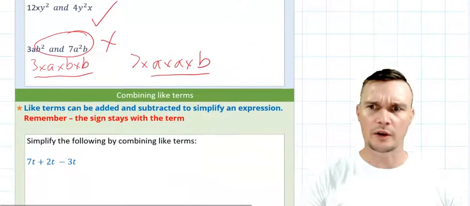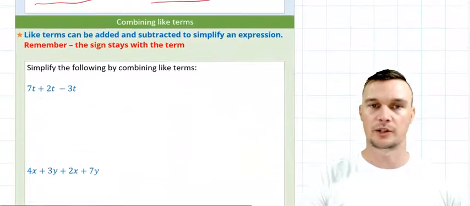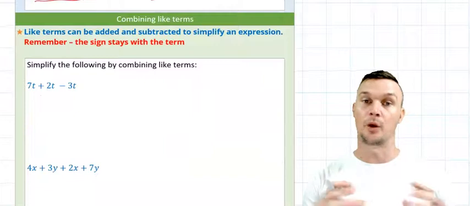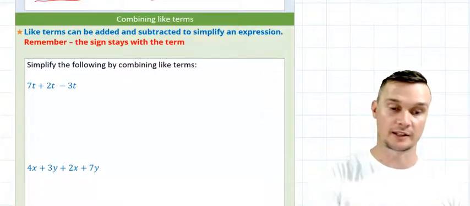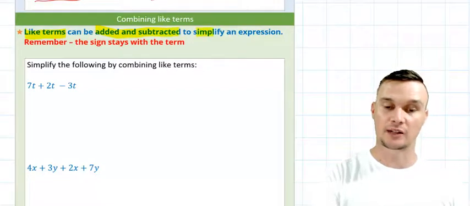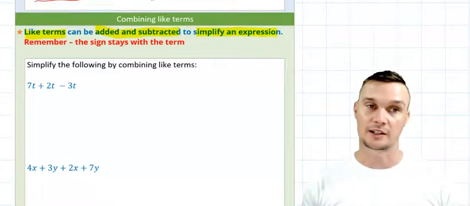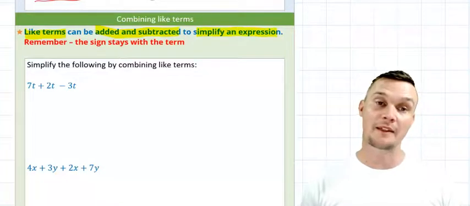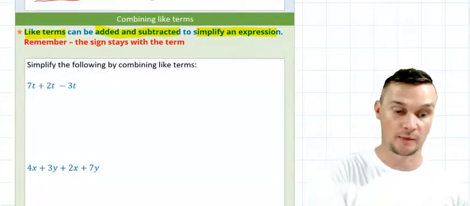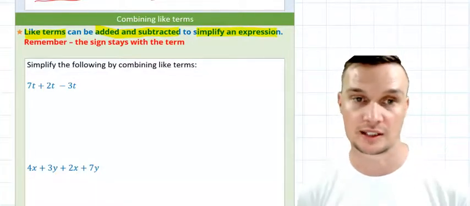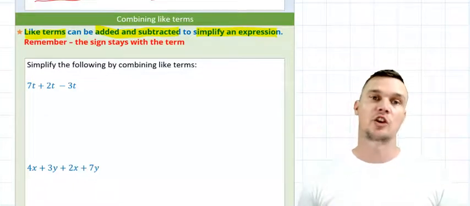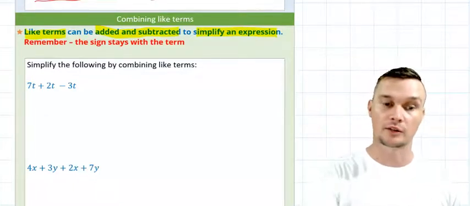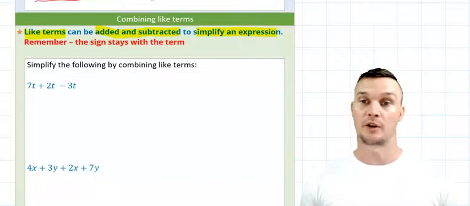The reason we want like terms is that we can combine them and simplify an expression. I'll get you to write this down. Like terms can be added and subtracted to simplify an expression. And as always, remember that the sign stays with the term, so the subtraction or the addition. So we're going to show you how we can combine those like terms to simplify an expression.